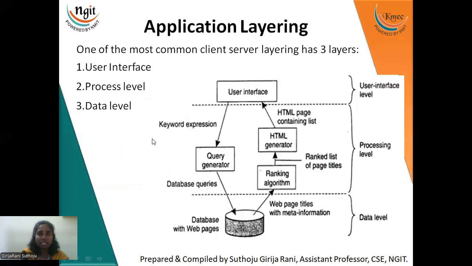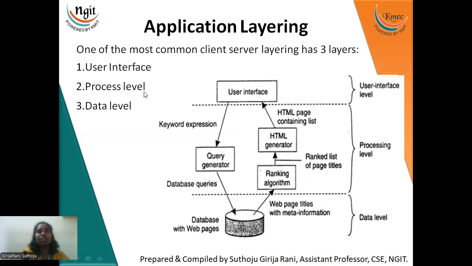Here in the centralized architecture, we are going to follow a layering structure. This layering structure will have three layers, and this structure is called the application layer. The three layers which we are going to concentrate on here are the user interface, process level, and the data level. User interface is at the client side. Data level is at the server side.